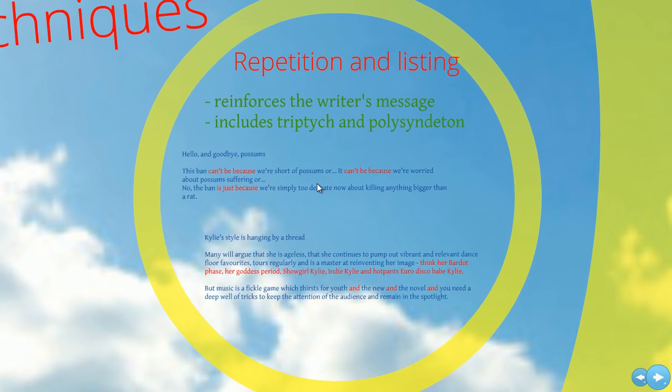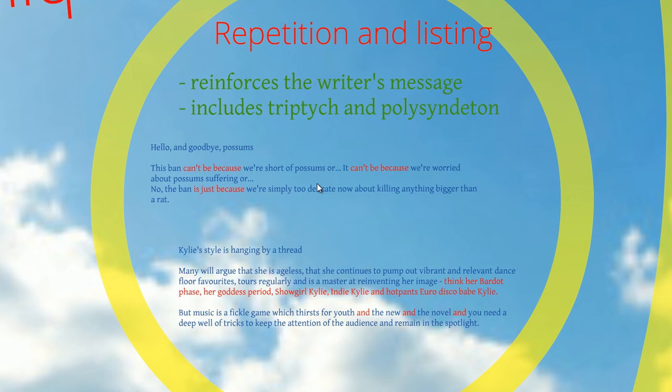Repetition and listing. Very straightforward one, reinforcing the writer's message. If it's a list of three, we call that a triptych. Polysyndeton is when you repeatedly add 'and' when you're listing particular items. If you look at the first example, that phrase is repeated, 'can't be, because'. Okay, so the triptych, that rhetorical kind of effect of a list of three there.